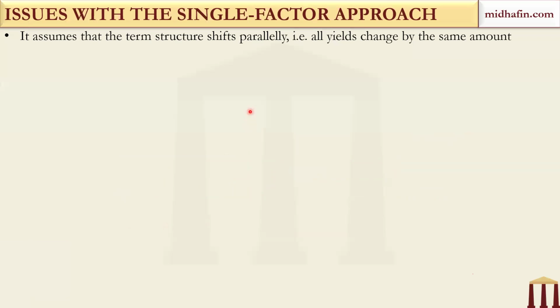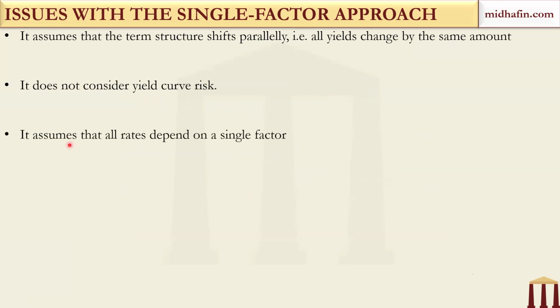Now, first thing, issues with the single factor approach. You see, in the last chapter, we assumed, for DV01, duration and convexity, that all the interest rate changes depend on one factor. That is usually not true. There is more than one factor which can have an effect on the interest rates. It does not consider the yield curve risk. So when there is a change in the curve all of a sudden, it does not consider that. Second, it assumes that all the rates depend on a single factor, which again is not true. There are multiple factors on which the rates might depend.